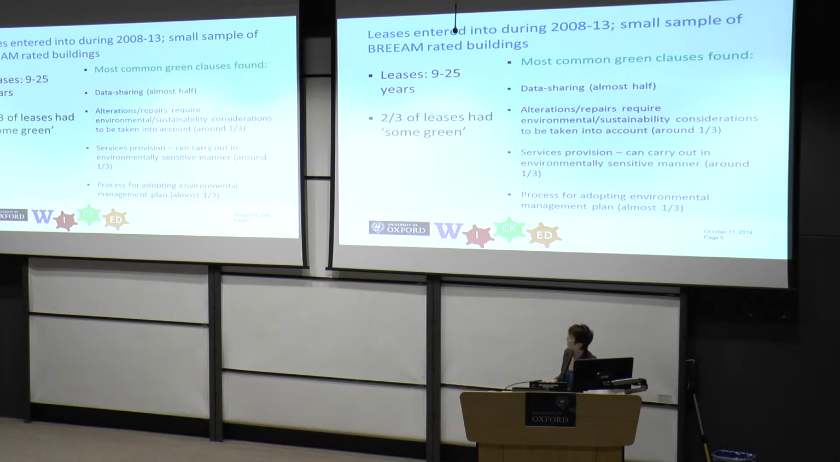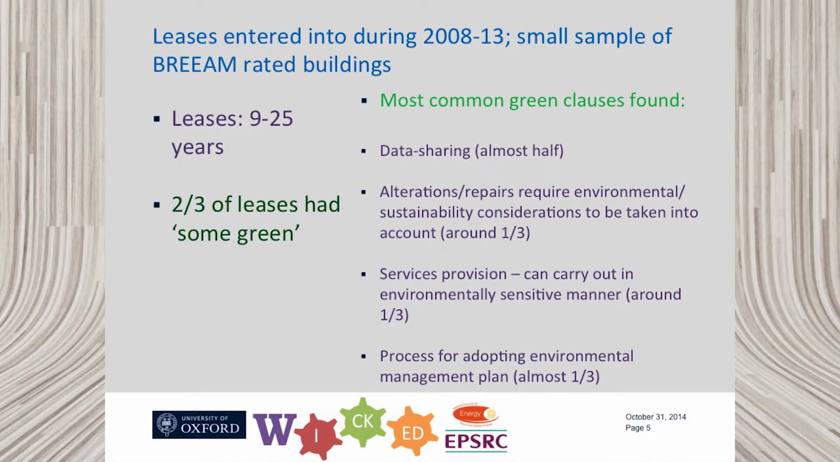And I did a little bit of research about a year ago where I looked at the content of agreed leases. This was based on information at the Land Registry. It's a very small sample of leases, and I only looked at BREEAM rated buildings, because I took the view that if any leases were going to have green in, it would probably be the BREEAM rated buildings. On the basis of this very small sample, I found that two-thirds of leases had some green in, but when you actually drill down to what that means, it means quite different things in different leases.